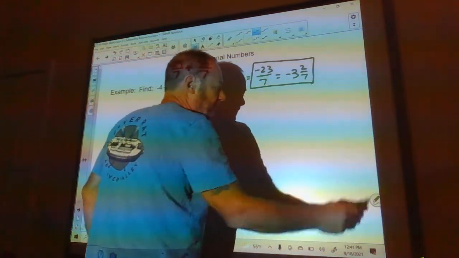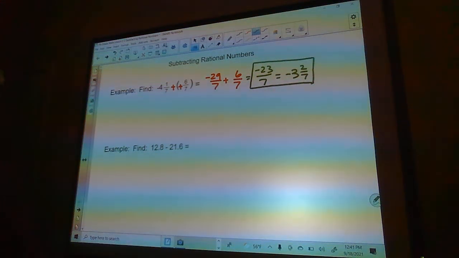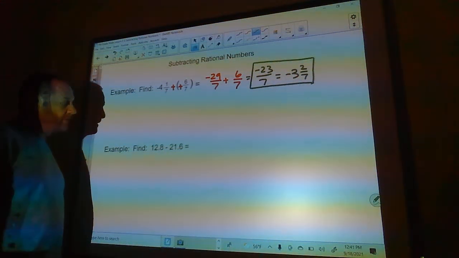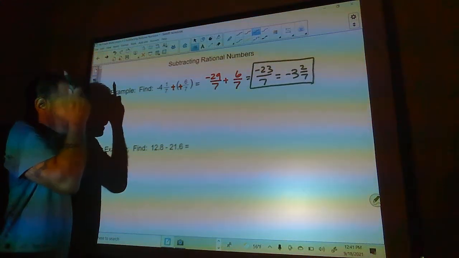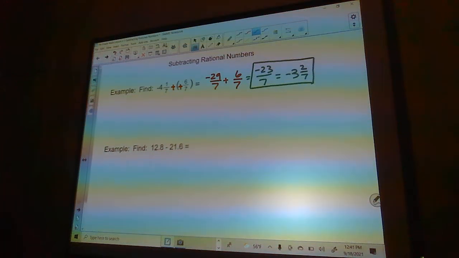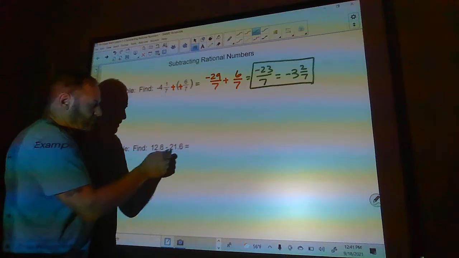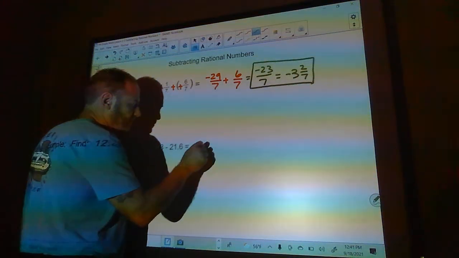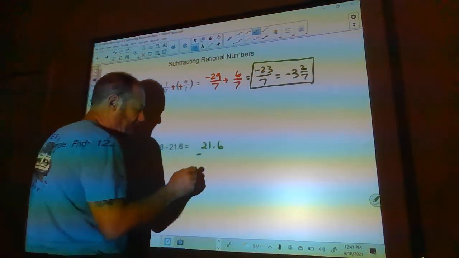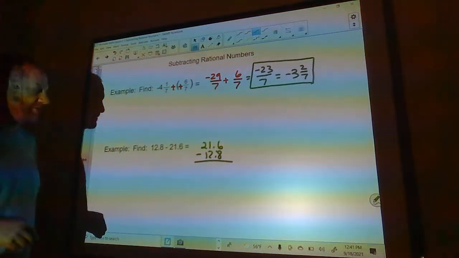Okay, what about if we just have decimals? So 12.8 minus 21.6. The bigger one is negative, which a lot of people have a hard time with. Your answer is going to be negative. But what you can do is instead of doing 12.8 minus 21.6, you can do 21.6 minus 12.8, and then just put a negative on the answer.